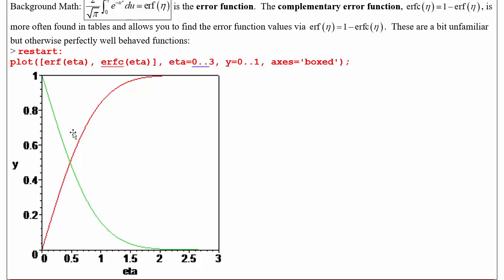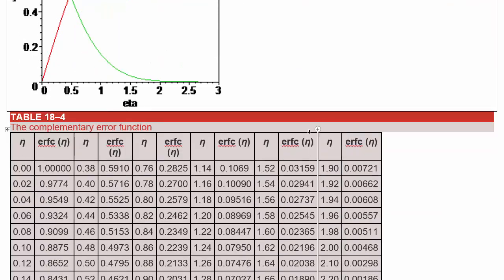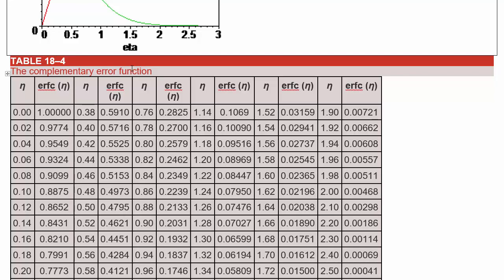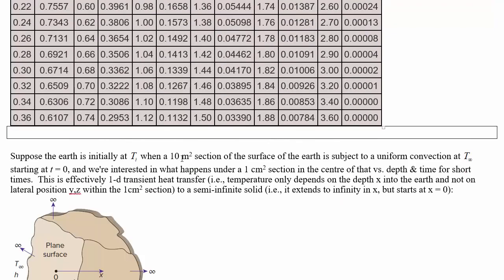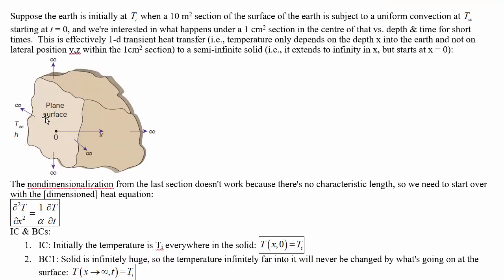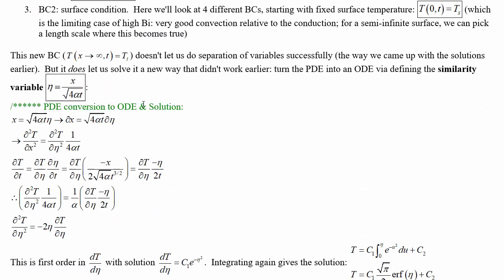So here we've got the error function in red, and the complementary error function, defined as 1 minus the error function, is plotted in green. That starts at 1 and then decays down to 0 reasonably quickly. So here's some tables, 18.4, of the error function and complementary error function. You're going to need that because this is the result of the temperature distribution in the semi-infinite solid.